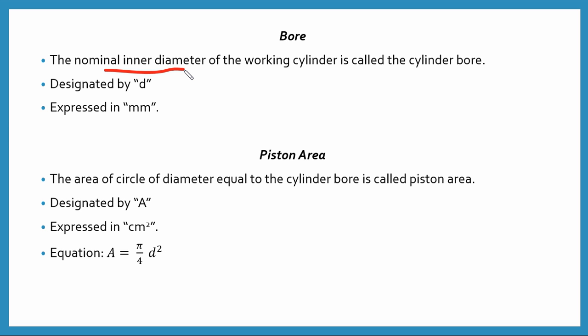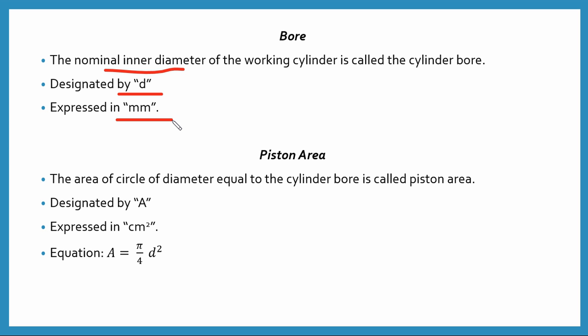So the cylinder bore is the diameter of the cylinder. When we are talking about the diameter of the cylinder, that is similar to the bore. The diameter of the cylinder is also called a bore. This bore is designated by the letter small d, and it is expressed in millimeter unit, and the short form of millimeter is mm.